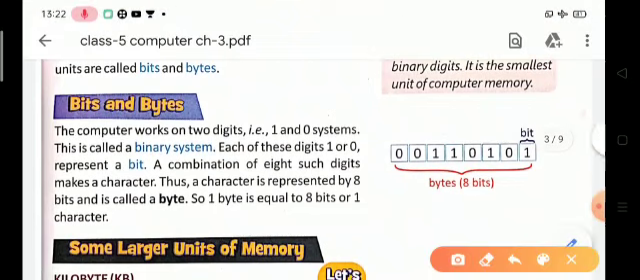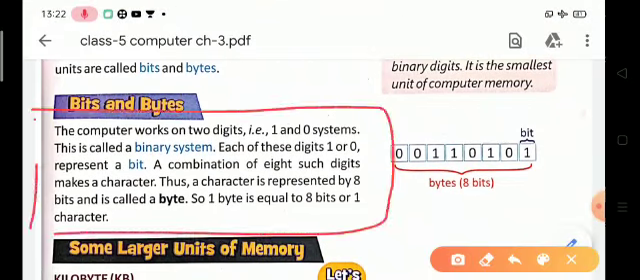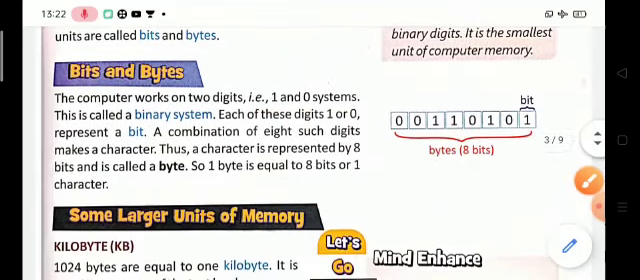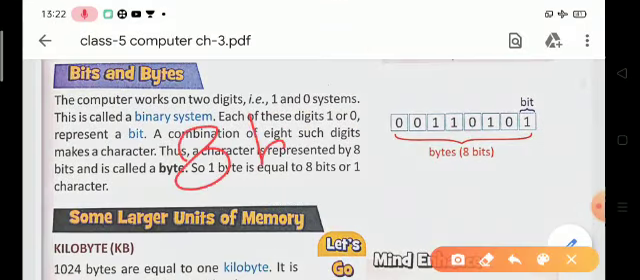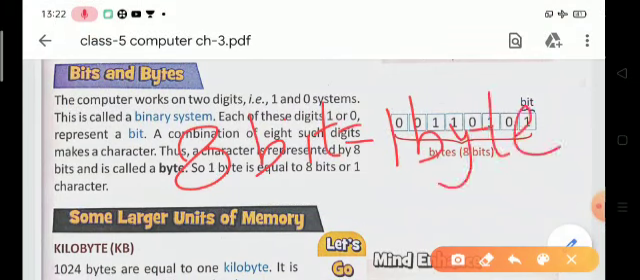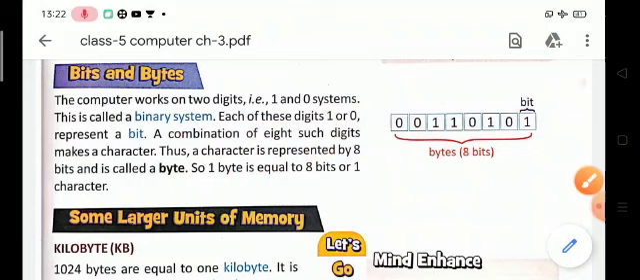Bits and bytes. Bits means the computer works on 2 digits, only 0 and 1. Each of these digits, 1 or 0, represents 1 bit. And byte means 8 bits. A collection of 8 bits is equal to 1 byte. In other words, 1 byte is equal to how many bits? 8 bits. A collection of 8 bits is equal to 1 byte.